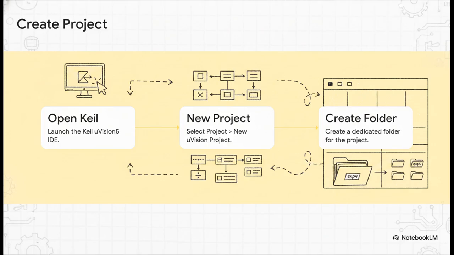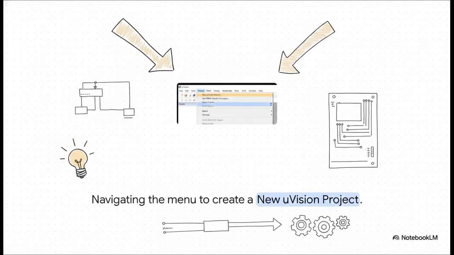Now, the logic behind isolating each lab into its own dedicated folder is absolutely crucial. It keeps your digital workspace totally clean, super organized, and most importantly, it prevents different project files from overwriting or corrupting each other. To actually start this off, navigate to the top menu bar, click on Project, and from the drop-down, select New uVision Project. Think of this as your primary gateway to starting any new assignment.